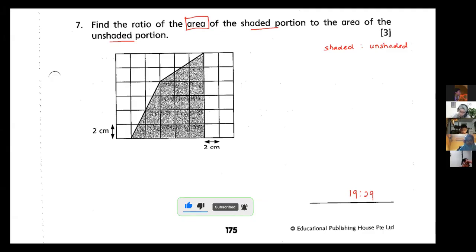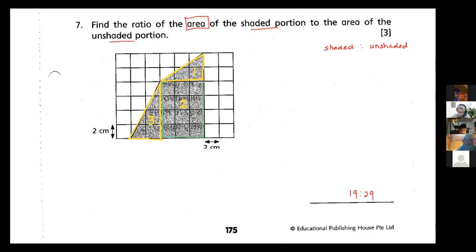From that figure that we have here, one thing that I can do first is to divide this figure into three different parts. I have number one here, then I have another one here, then another one here. There are three different shaded parts. This is number one, this is number two, and this is number three. The shaded parts are three different shapes.